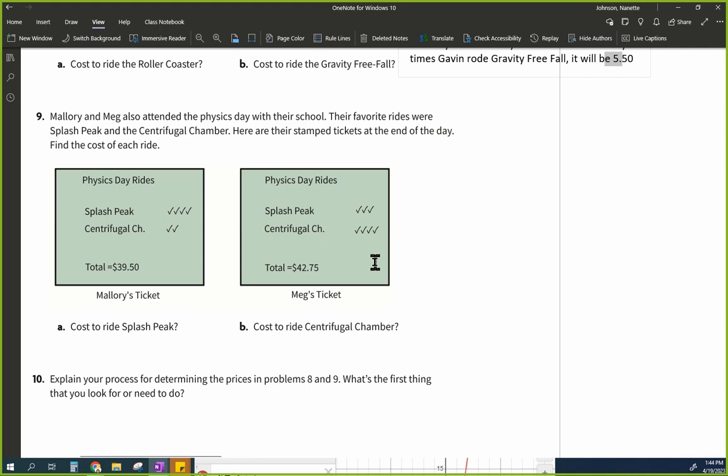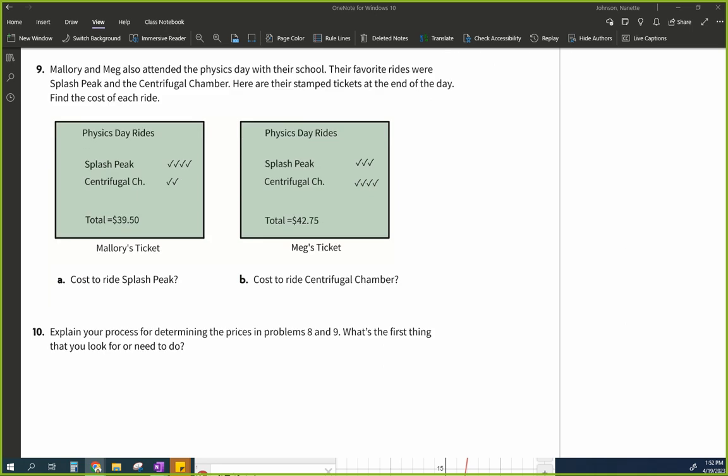I don't know how you want to do it. In my brain, I can kind of see how the centrifugal chamber is going to be the same. So go talk to your neighbors and see if it makes sense. And then we'll come back for this one. Mrs. Johnson, you're muted. Okay. So I just wanted to give you a hint before we left.